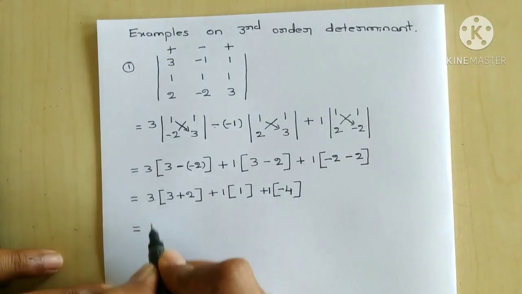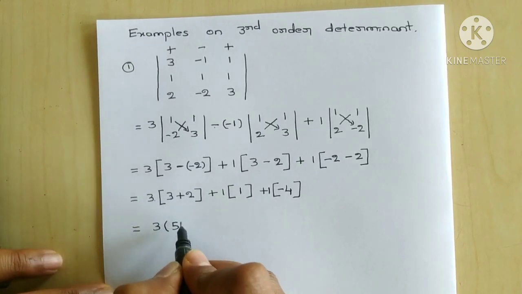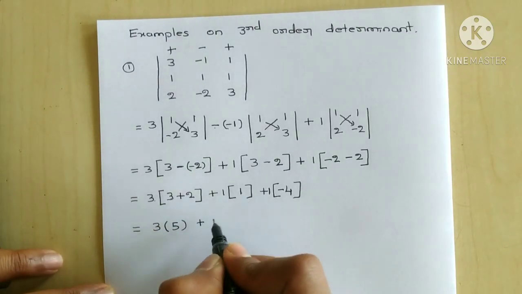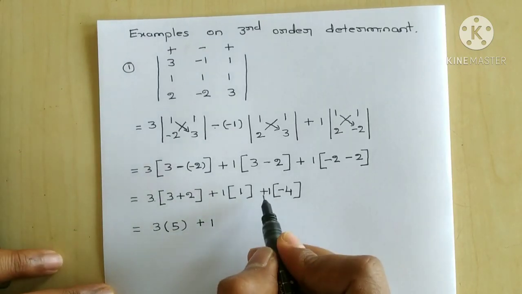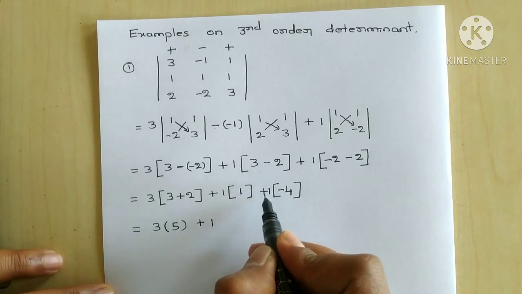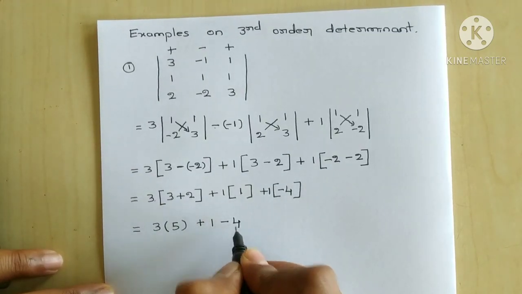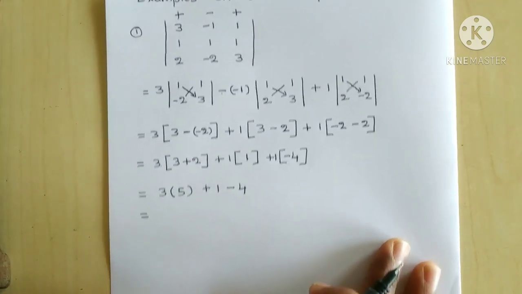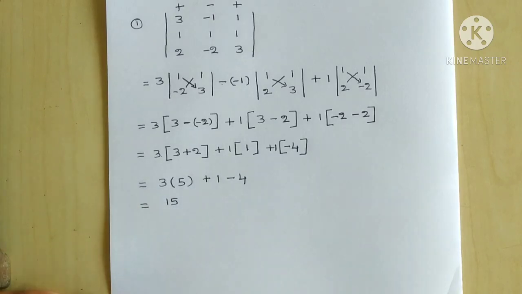Next, which is equals to, again 3 I am going to keep it as it is, in bracket 3 plus 2 is how much, 5, plus 1 into 1 is 1, plus into plus is plus, 1 into 1 is 1, but here outside positive sign, inside negative sign, first multiply the sign, plus into minus is minus, 1 into 4 is 4. First do the multiplication, which is equals to 3 into 5 is 15.